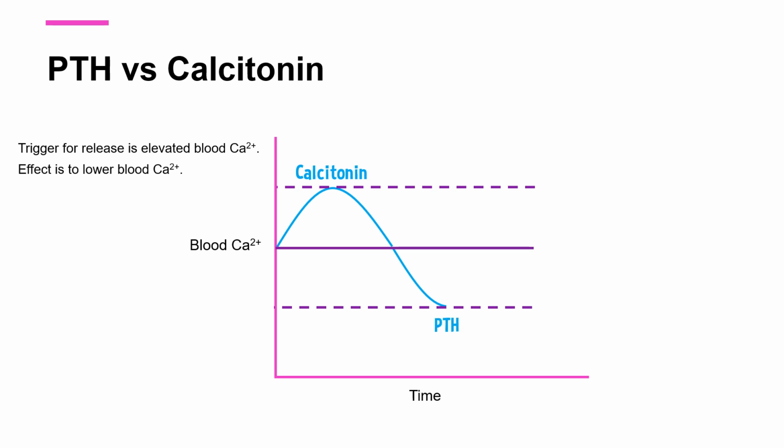The two things we need to say about parathyroid hormone is that the trigger for its release is low blood calcium level, and that the effect of PTH is to elevate blood calcium. And so it does.